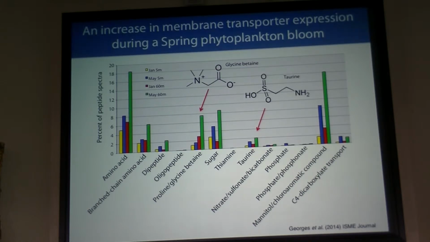And then there's some other interesting stuff like glycine betaine and taurine. These are compatible osmolytes that are produced by phytoplankton. They're also, you can imagine, a rich source of nitrogen, for example, for microbes, and we can identify the transporters for these compounds. So it's giving us a readout of what actually these organisms are eating in the water column.